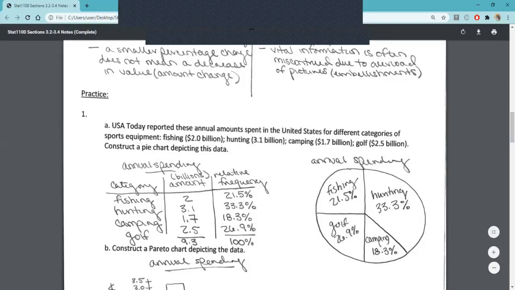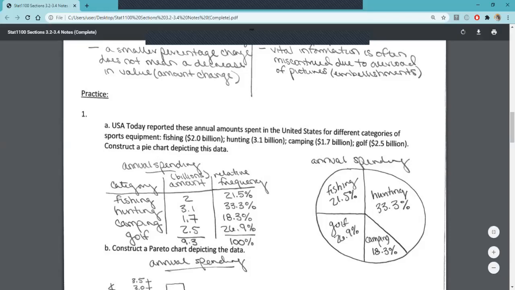Just because this one is going a little bit longer than I thought, I'll go ahead and stop it here and then do a separate one for practice.